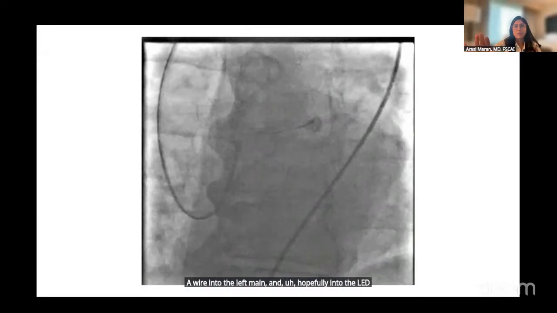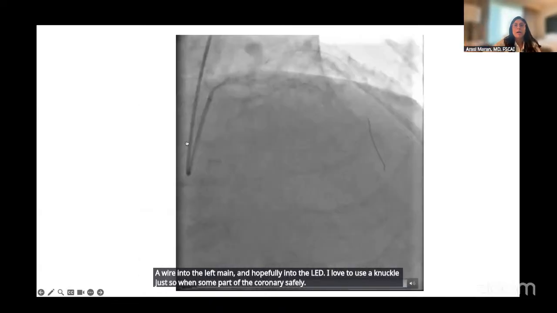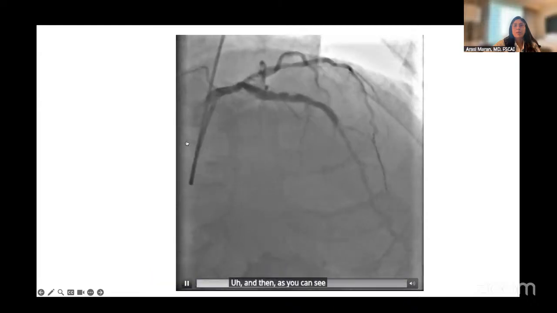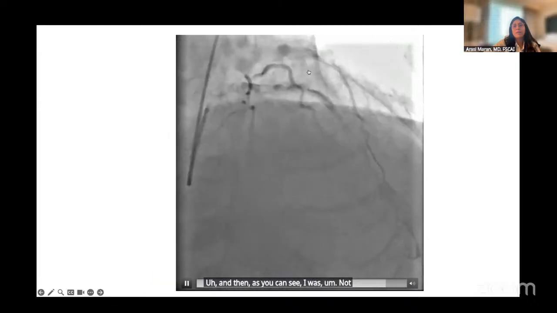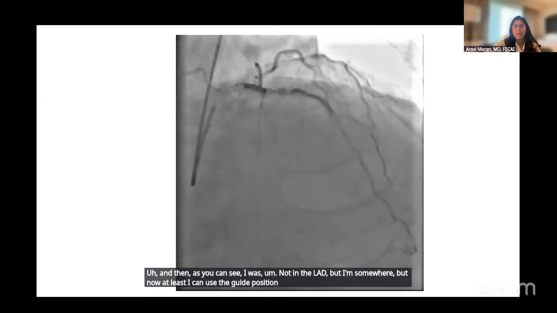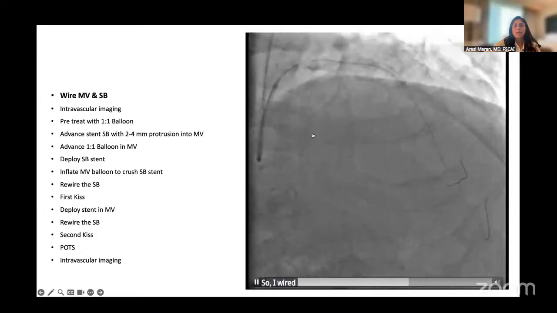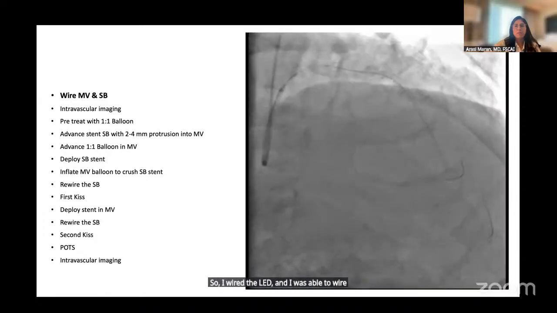I love to use the knuckle just so I'm in some part of the coronary safely. And then as you can see, I was not in the LAD, but I'm somewhere, and now at least I can use the guide position and adjust the guide position. So I wired the LAD and I was able to wire the side branch.